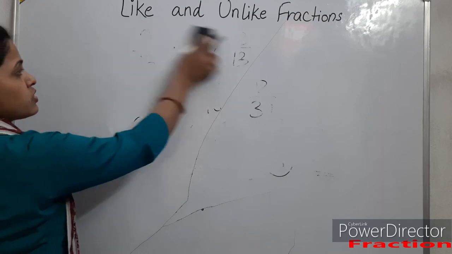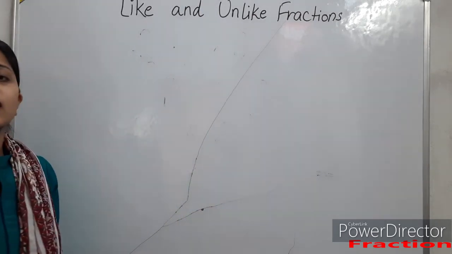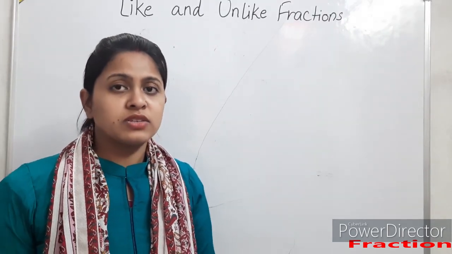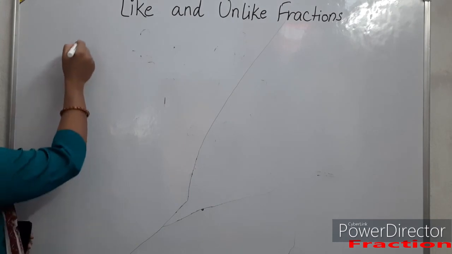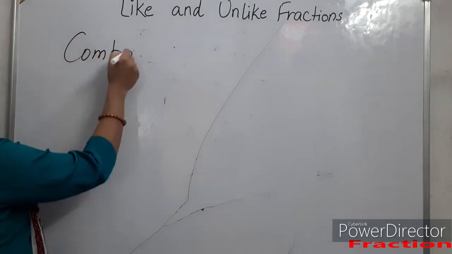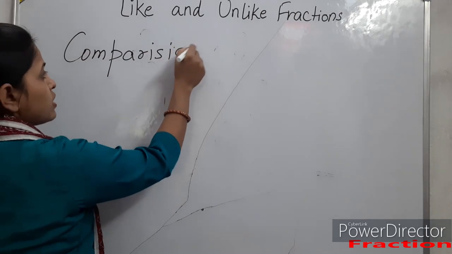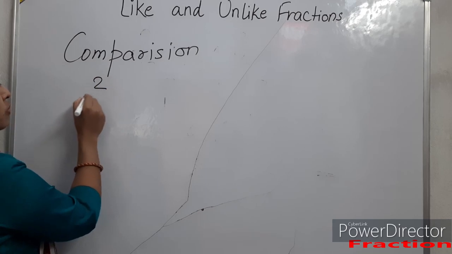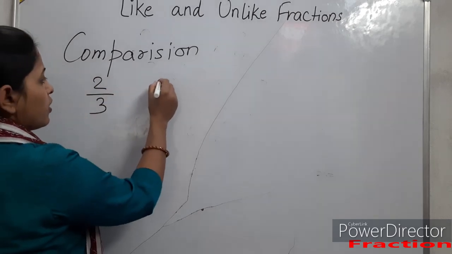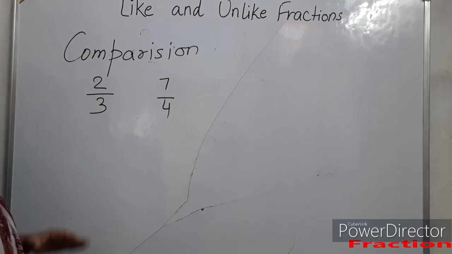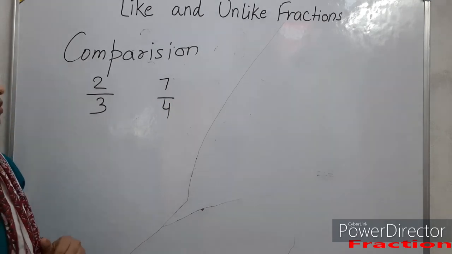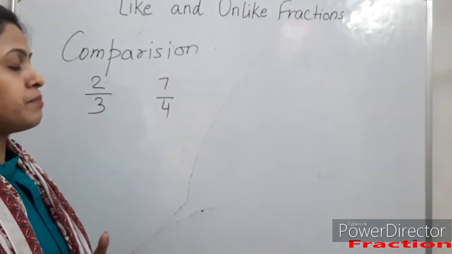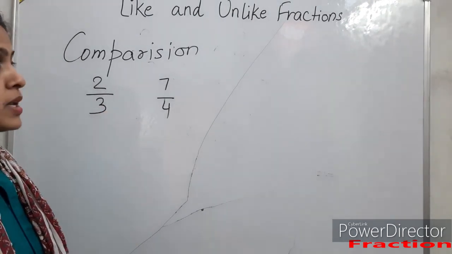Now the question comes: do the comparison of fractions. The question that will come in front of you is, 2 by 3 or 7 by 4? This type of question will come to you. How will you compare which fraction is greater? How will you compare?